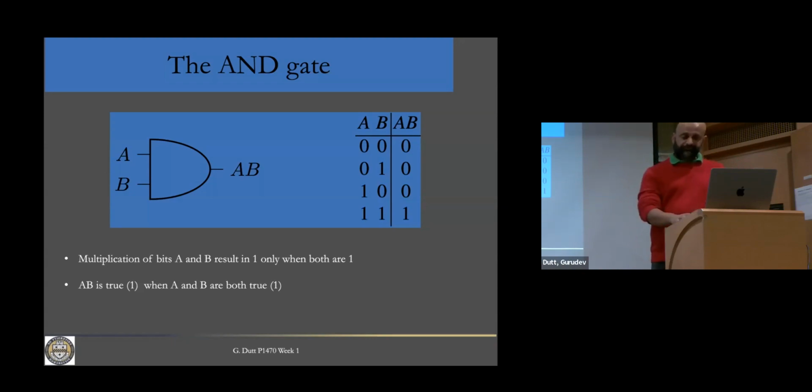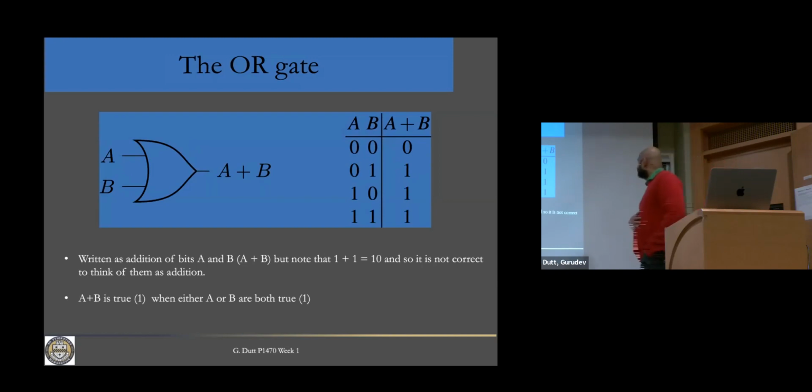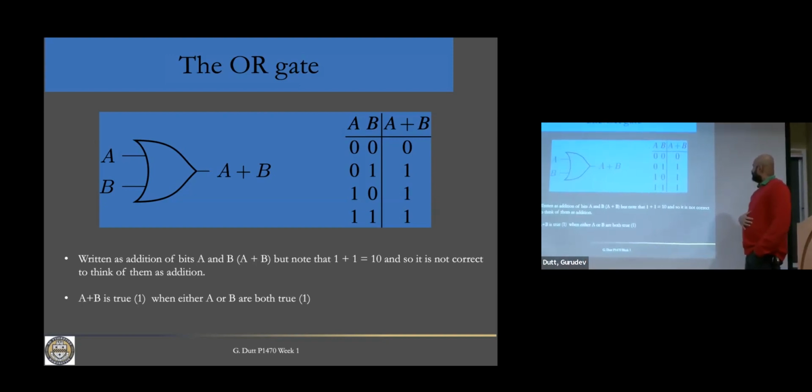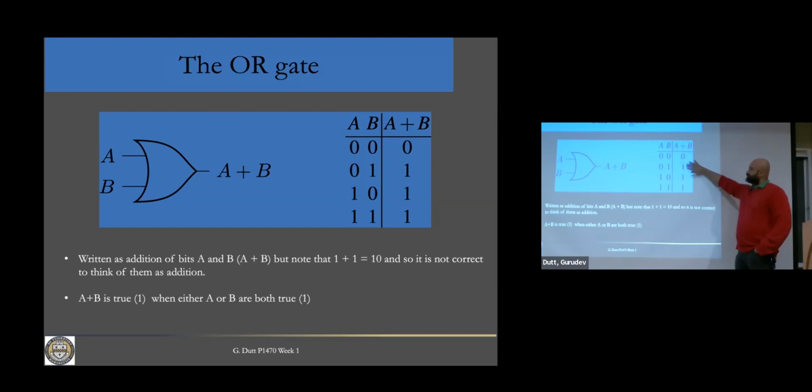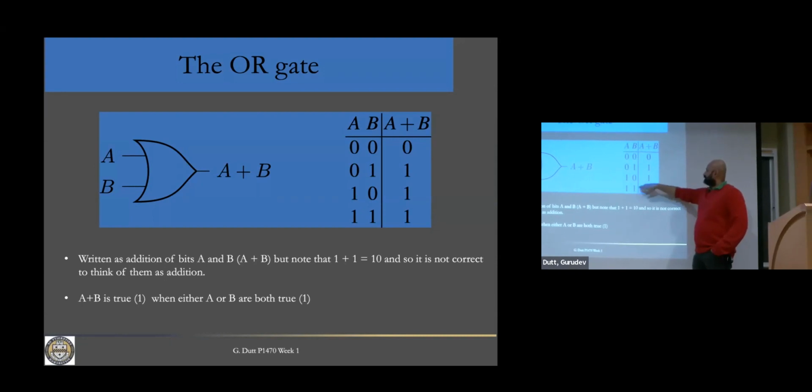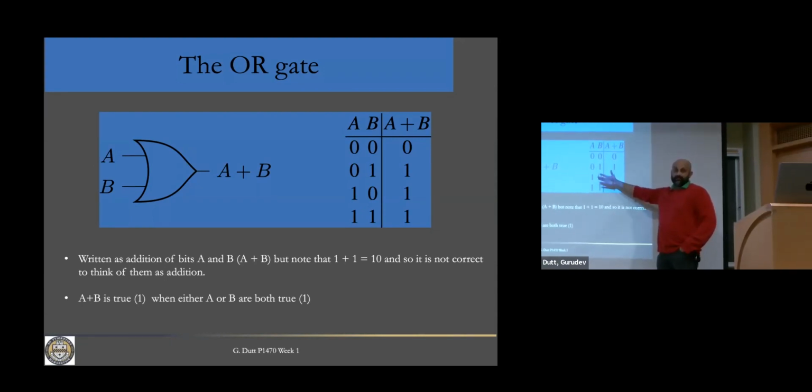Then we have the OR gate. OR almost looks like addition, and here's the gate symbol. It's this curved sort of gate, a curved triangle, and A plus B is the output. It almost looks like addition of the binary digits, because 0 plus 0 is 0, 0 plus 1 is 1, 1 plus 0 is 1. But 1 plus 1, if you added them with regular binary arithmetic, you get the number 10, and if you took the last bit, you get a 0 here. So this isn't quite addition of binary numbers.